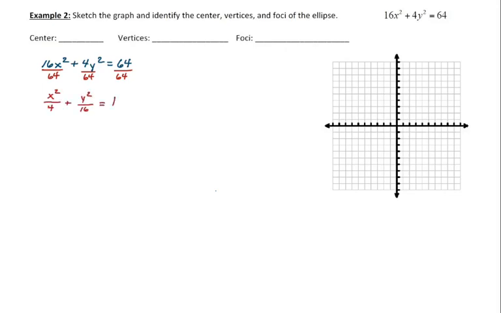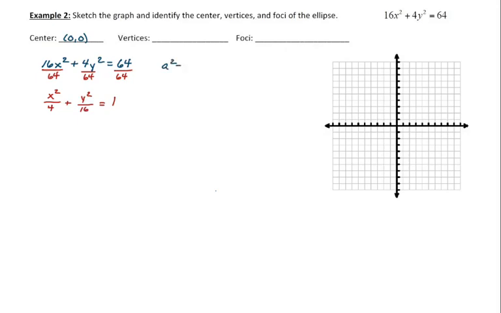So what I should get when I do that is 16x squared over 64 becomes 1x squared over 4, or just x squared over 4, plus y squared over 16 equals 1. And now this is the standard form equation for an ellipse that has a center of (0, 0). So the center is (0, 0), and then I need to figure out how to plot this ellipse and how many units from the center I have to go in each direction.